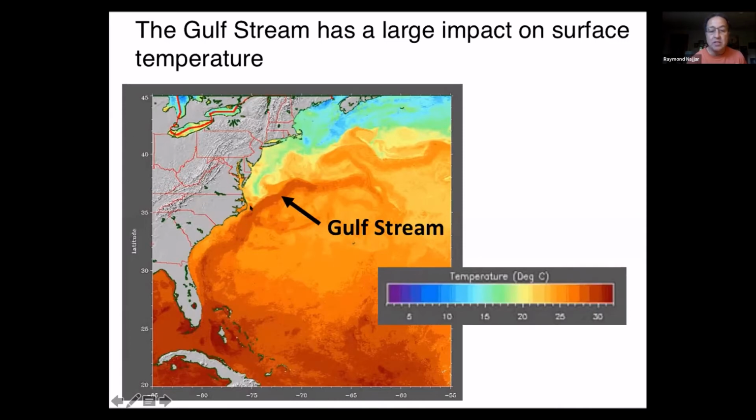It's a very intense current that hugs the east coast of the United States, and it takes this warm tropical water and carries it northward. It's very dynamic. You can see all these meanders and stuff. It's really a beautiful thing. So that's one way in which the ocean transports this heat poleward.